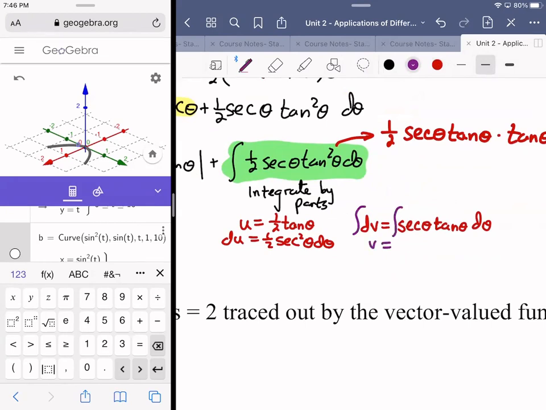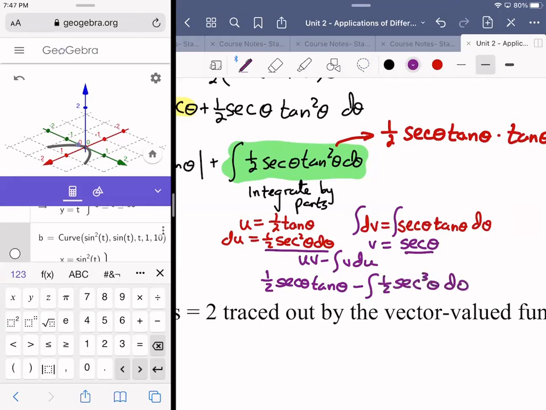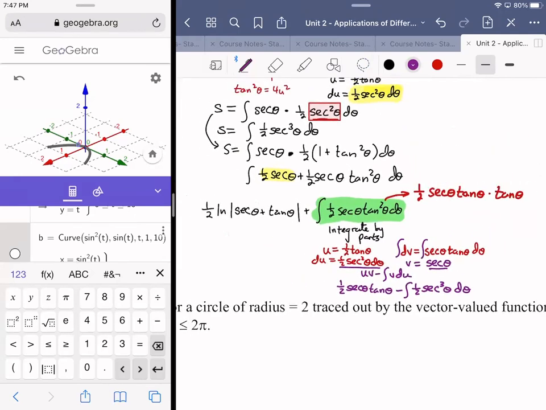So v, the antiderivative of secant tangent is secant, so secant theta. So uv minus the integral of v du: 1/2 tan theta secant theta. Well, I'll write the secant first just because it feels better. Minus the integral of v multiplied by du. So you'd look at it and say 1/2 secant cubed theta d theta, and you'd think, oh my God, there's no way. You got to be kidding me.